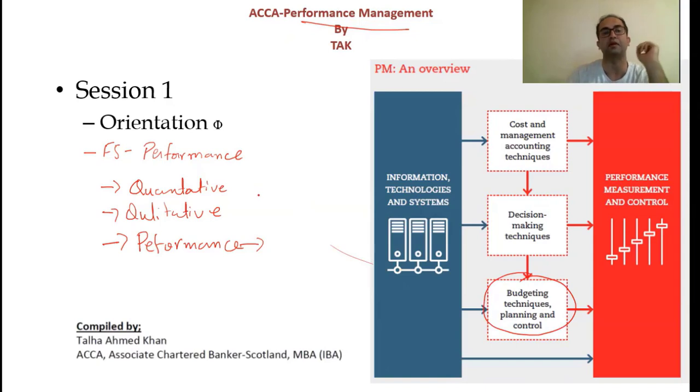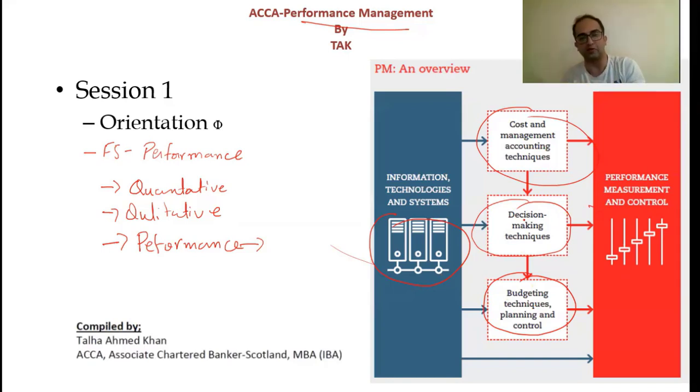The correct concept is that you have to be hands-on in terms of the information systems that are right now in the business. Then you would know the cost and management accounting techniques, how to do decision making and how to do the budgeting. With the combination of these four elements, you would be able to perform the performance measurement, and you would be able to control the performance of the entity.